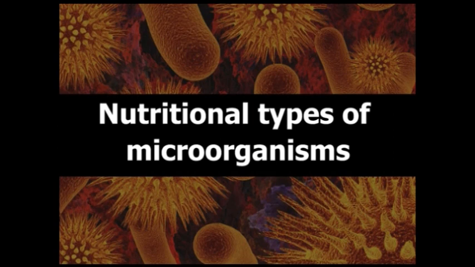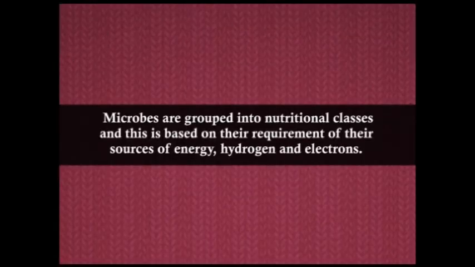Now we'll come to the nutritional types of microorganisms. Microbes are grouped into nutritional classes based on their requirements for sources of energy, hydrogen and electrons. Based on the source of energy, they are classified as phototrophs and chemotrophs. Phototrophic organisms use light as their energy source, while chemotrophs obtain energy from the oxidation of chemical compounds, which may be either organic or inorganic.